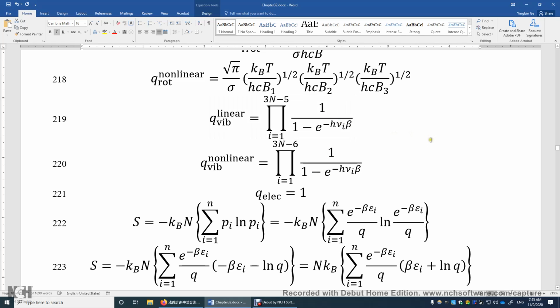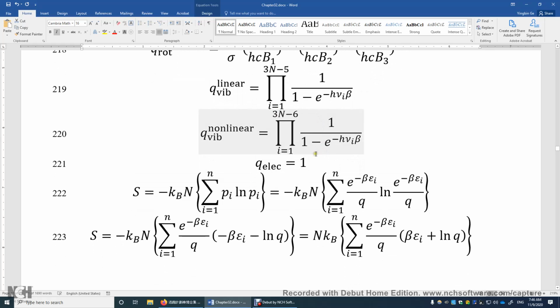If we include the zero-point vibration energy, we need to replace this 1 with e to the power of negative 1/2 h nu times beta. But again, the zero-point vibration energy does not depend on temperature, and that's why we can safely neglect that constant when we calculate the entropy. So now let's look at the electronic partition function.